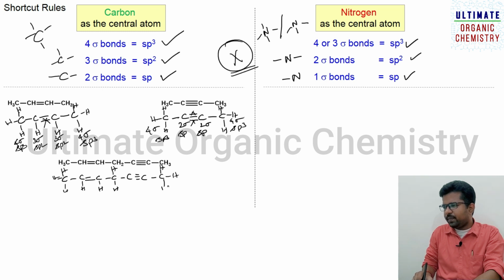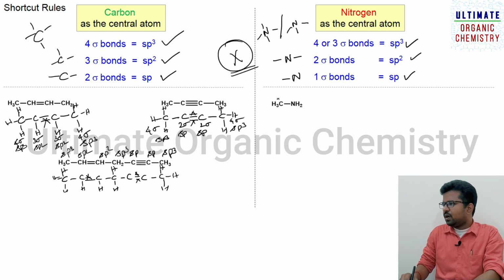Once you expand, just omit the 2 pi bonds here and one more pi bond, so overall 3 pi bonds I have omitted. And if you check the hybridization, this is sp3, this is sp2, sp2. You have 4 sigma bonds, that is sp3. Here you have 2 sigma bonds, sp, and then sp3.